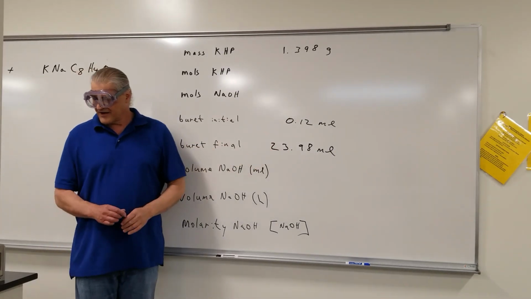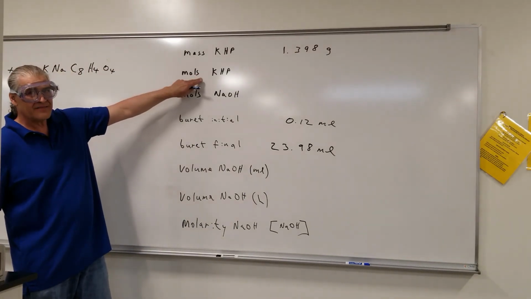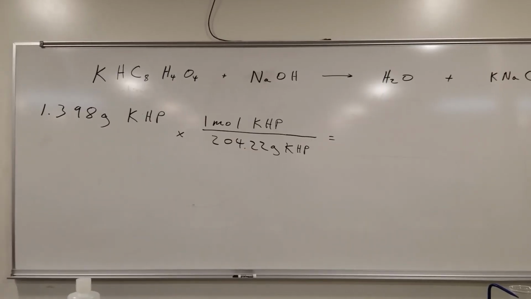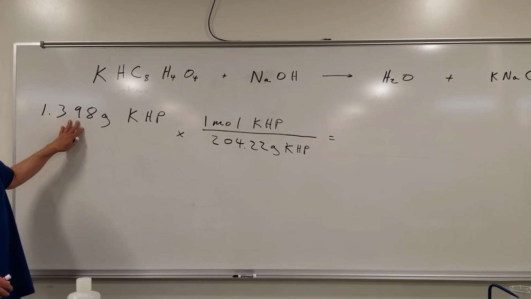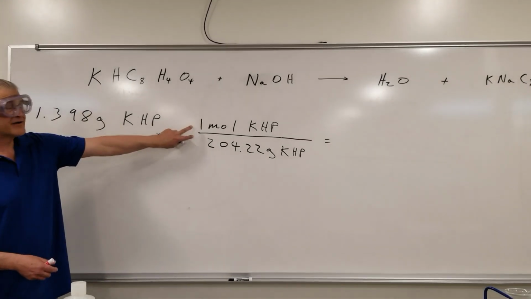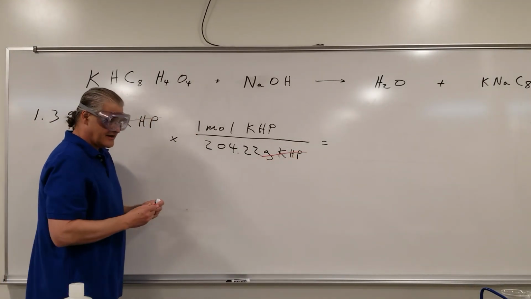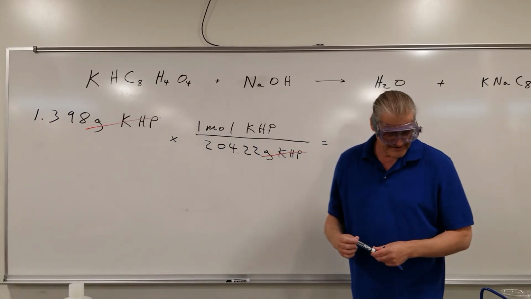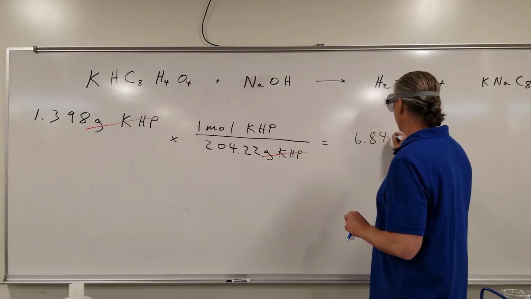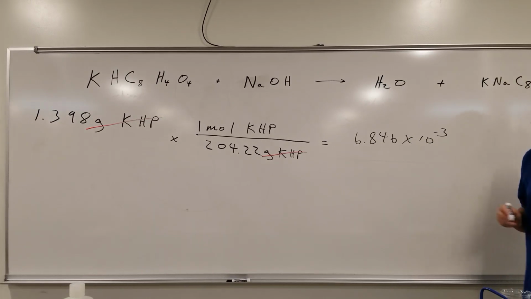So how do you fill this thing out? Well, based on the mass of the KHP, you can find moles of KHP. We've got that calculation set up for you. So, you know the exact mass of the KHP. The molar mass we use here as a conversion factor. You see how grams of KHP cancels out. And you do the calculation, you'll find you get 6.846 times 10 to the negative third moles of KHP.